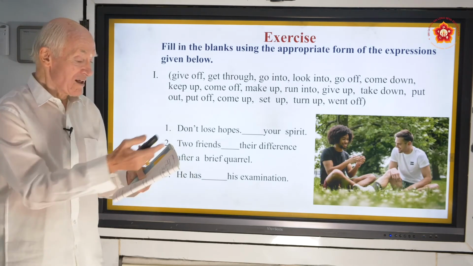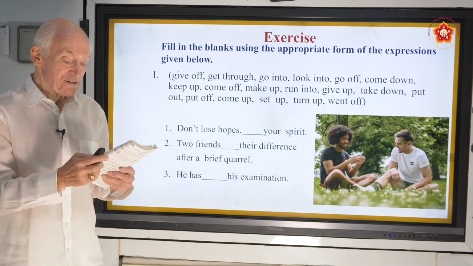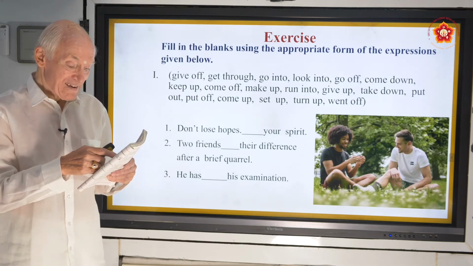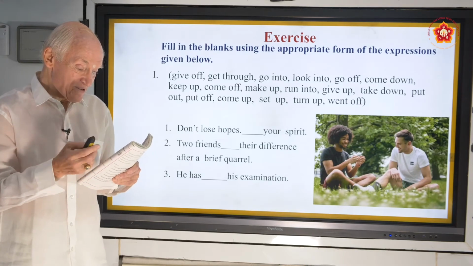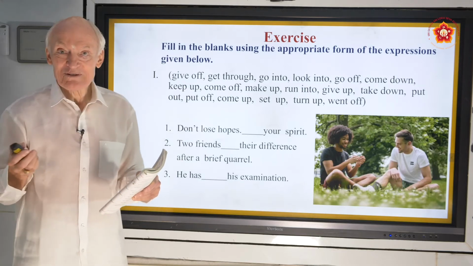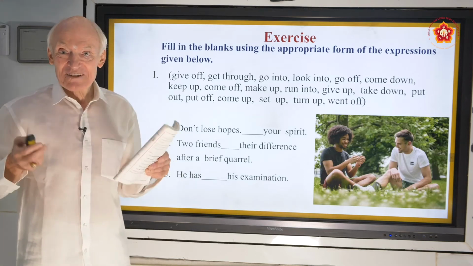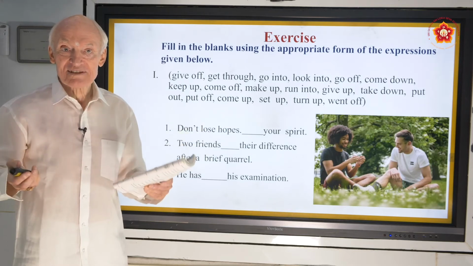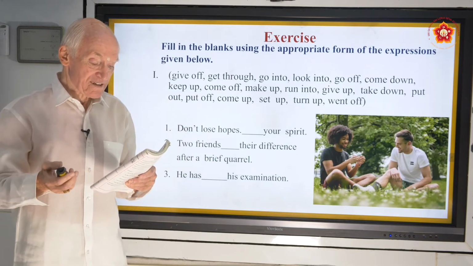So we look through all of the words: give off, get through, look into, go into, come up, make up, run up. And then we get to put up, look through, and we get to keep up. So don't lose hope. Keep up your spirit. Keep up the spirit. It fits in perfectly. Our spirit has to go up. It has to go up towards God. It has to go up towards joy. So this word keep up fits in perfectly there.